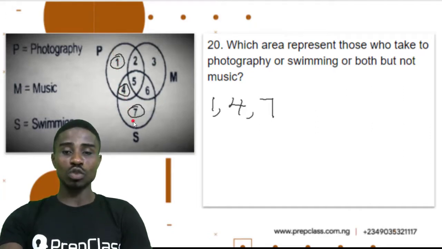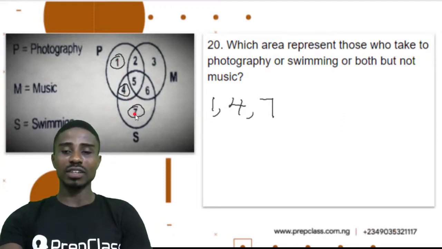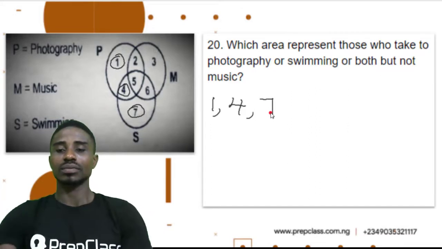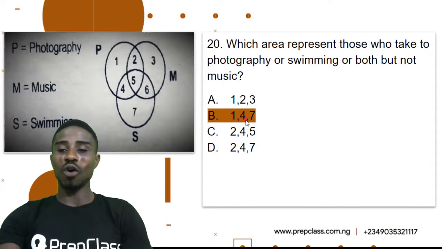Both photography and swimming, but not music. If you look at the 3 numbers I highlighted here, none has anything to do with music. This is the circle for music, and neither of these 3 numbers is found in the circle for music. So our correct answer will be 1, 4, and 7. You can see it written here. Let's check out our correct answer. Option B, 1, 4, 7 is actually our correct answer. Let's look at the next question.